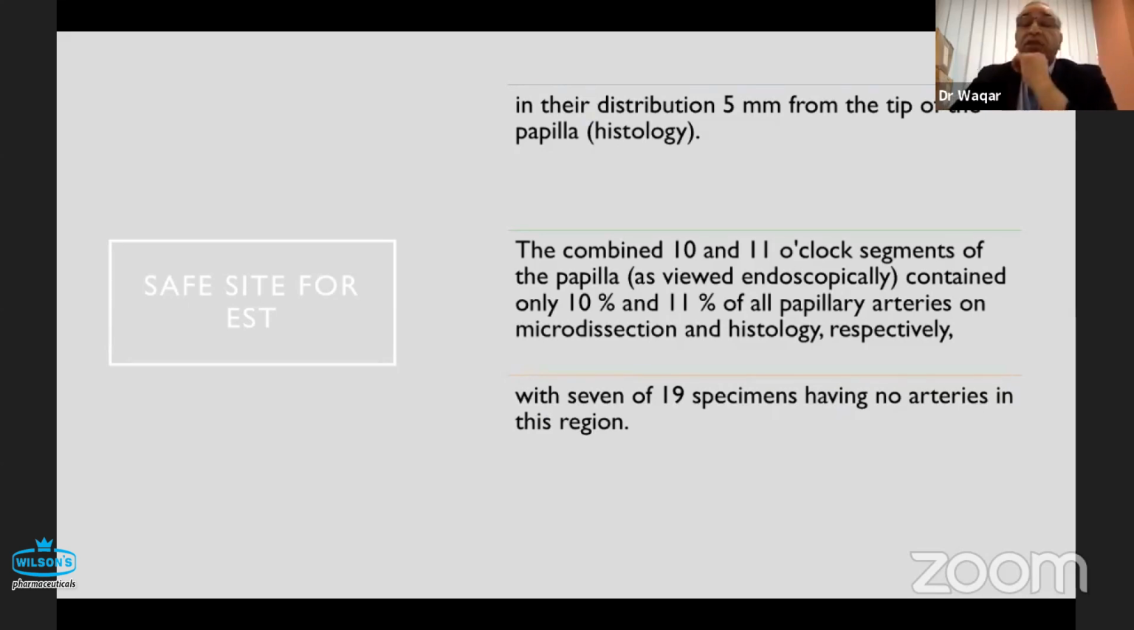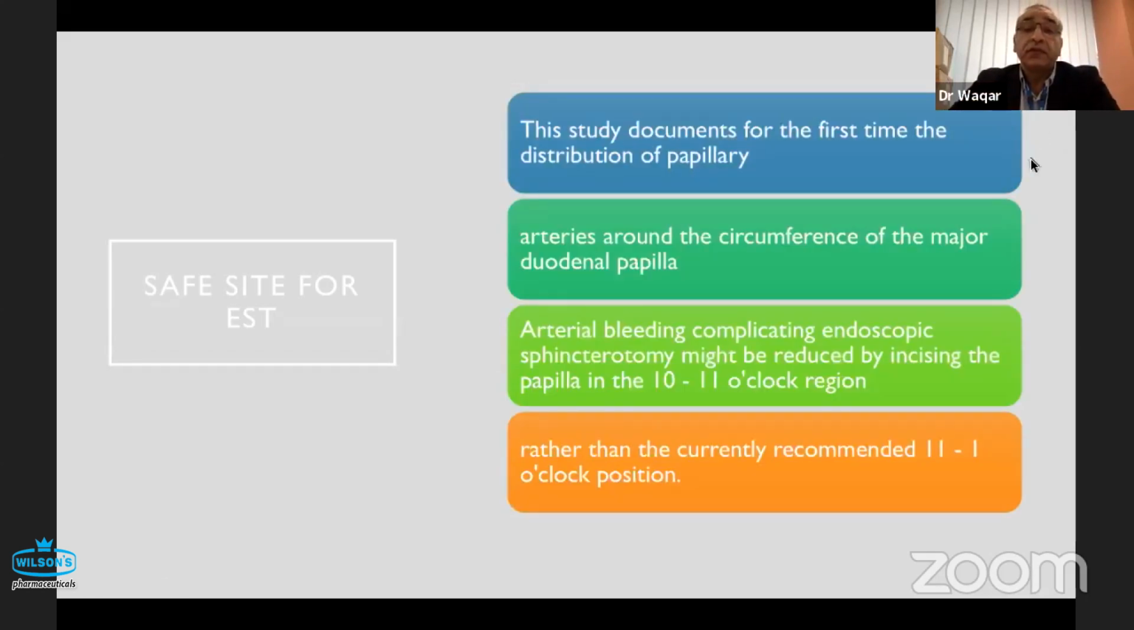Now, there was a study done through microscopy and microdissection, and it was found that in only 10 to 11% of cases, the papillary arteries were in the area of the endoscopic sphincterotomy. It was considered that the relatively vascular-free area in the papilla was at the 10 and 11 o'clock position, as opposed to the 11 and 1 o'clock position that we use for the sphincterotomy.